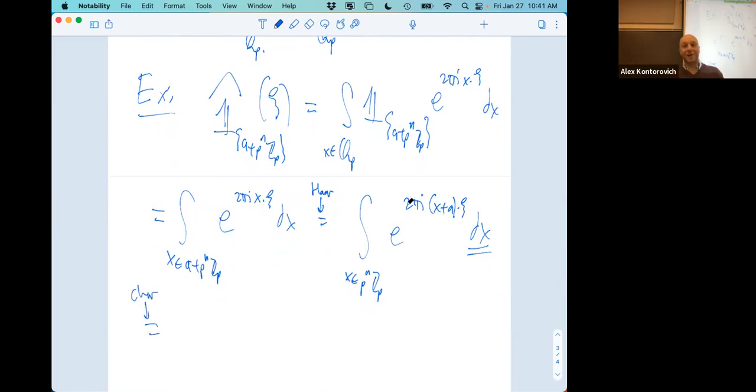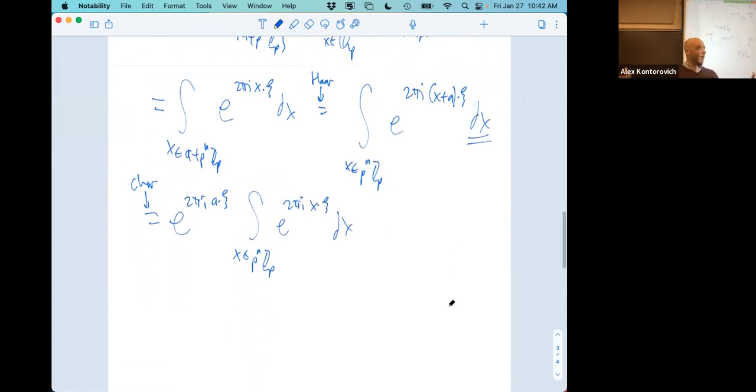The character means that there's this constant e to the 2 pi i a c that's going to come outside: e to the 2 pi i a times c times the integral over x in p to the n Z_p of e to the 2 pi i x dot c dx. So far, so good. These are completely standard manipulations.